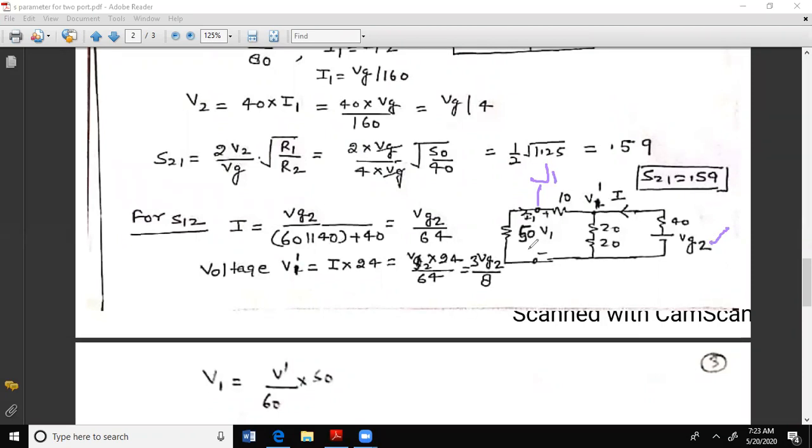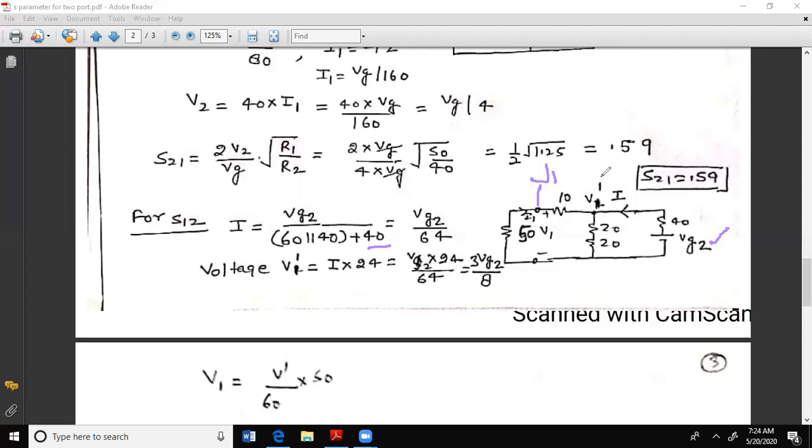So here the current is 50 plus 10, these two are in series, parallel with the 40 ohm resistance. And here the total resistance is 40, and this 40 comes in series. So when we see the total input impedance, this is 40 parallel with 60, plus the series 60 parallel with 40. So my current I becomes equal to Vg2 by 64.